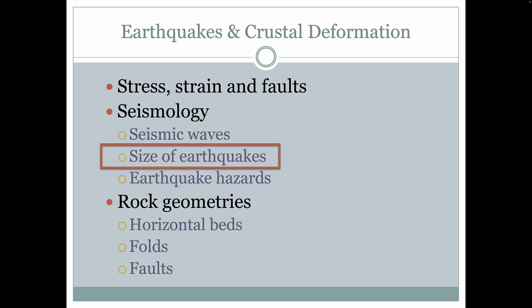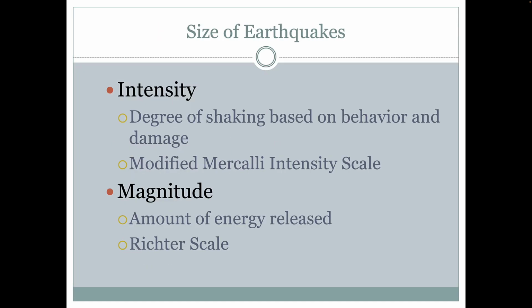Let's talk about two different ways we have of measuring the size of an earthquake. One way to measure the size of an earthquake is by its intensity. And the intensity is just how we respond, how objects and we as people respond to earthquakes. It's the degree of shaking based on behavior and the damage that we're able to see. And for intensity, there's a scale that we use, which is called the Modified Mercalli Intensity Scale.